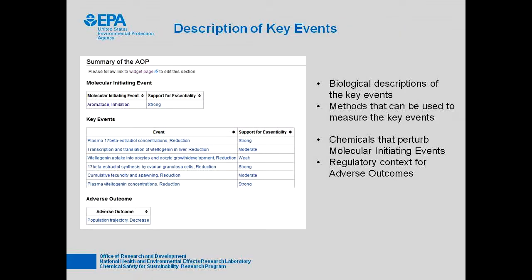Within that summary section, we have a table for the molecular initiating event, table for the key events, and the adverse outcome. And if we were to follow those links to the pages, we would get biological descriptions of those key events, the methods that can be used to measure those key events. If it's a molecular initiating event, we do have a list of the chemical initiators that perturb the key events, and chemical initiators are simply there to capture exposure in ADME components.